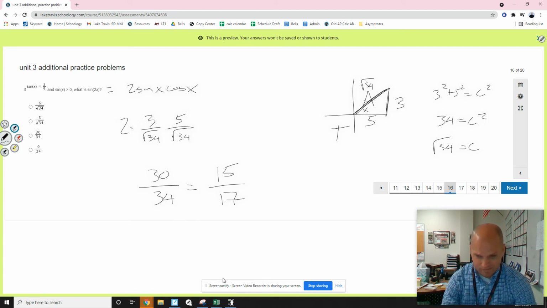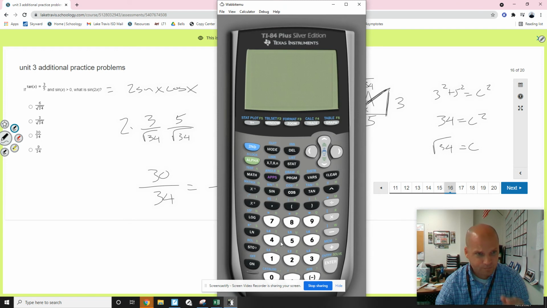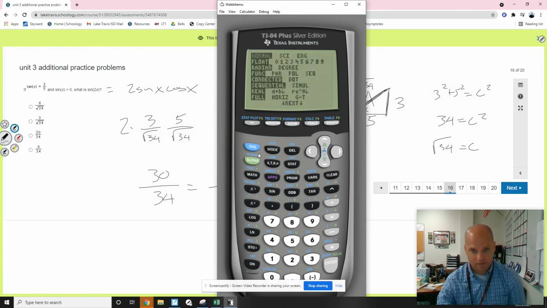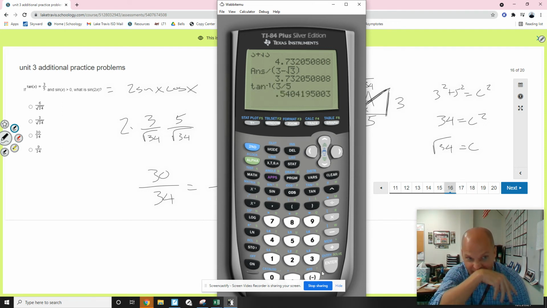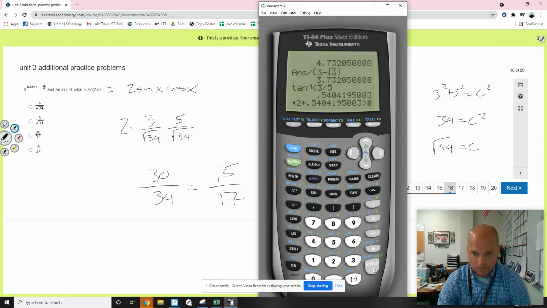Listen, I think I'm right. Watch. And if I'm wrong, I've got to go back and maybe my formula is wrong. Watch. If I take the tan inverse of 3/5, I get that angle. I think the sine of 2 times that angle is going to be 15/17.